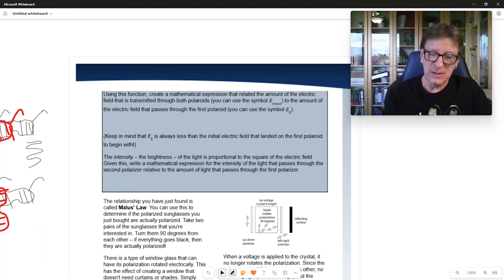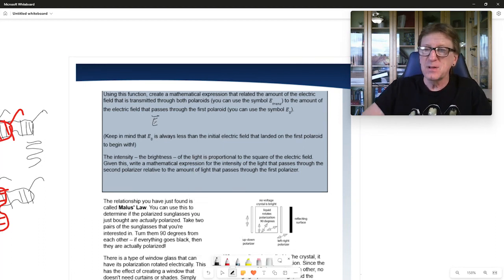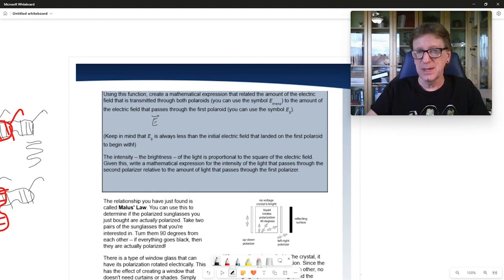We know that I want to know what is my final amount of electric field. And I'm being careful to draw the vector here because we're talking about energy. And I know that then that's going to be the amount that makes it through the first polarizer, E0, times the cosine of the angle between the polarizers. So stop and think if that makes sense.